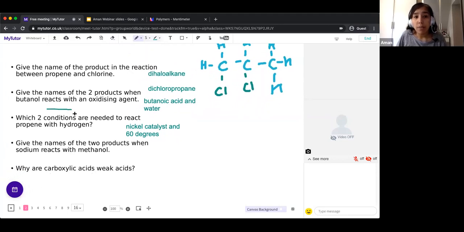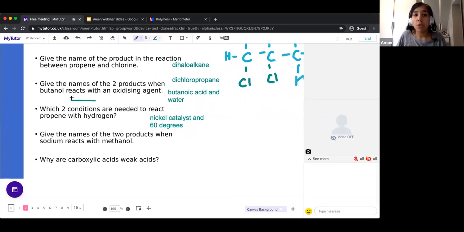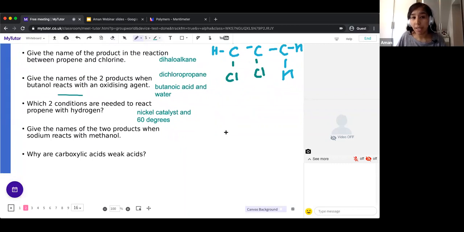With this one here, the two products when butanol reacts with an oxidizing agent. I remember the oxidizing agent essentially just means oxygen's being added, and butanol is an alcohol, so it looks like this. There's no double bonds in alcohol, but remember there is the OH bond that makes it an alcohol.